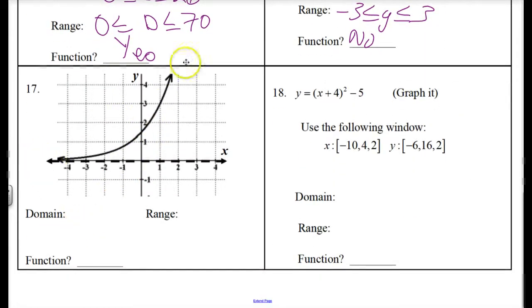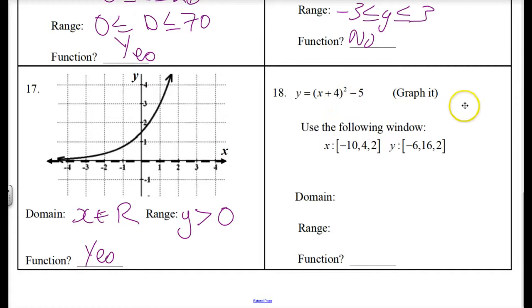This goes on forever. X values that way. This goes up, so it will cover all x values. So x belongs to the reals. This is what we call an asymptote line. So the range is y is greater than 0. The y value will never get to 0. This asymptote line is a line a curve approaches but never touches. And yes, this is a function.